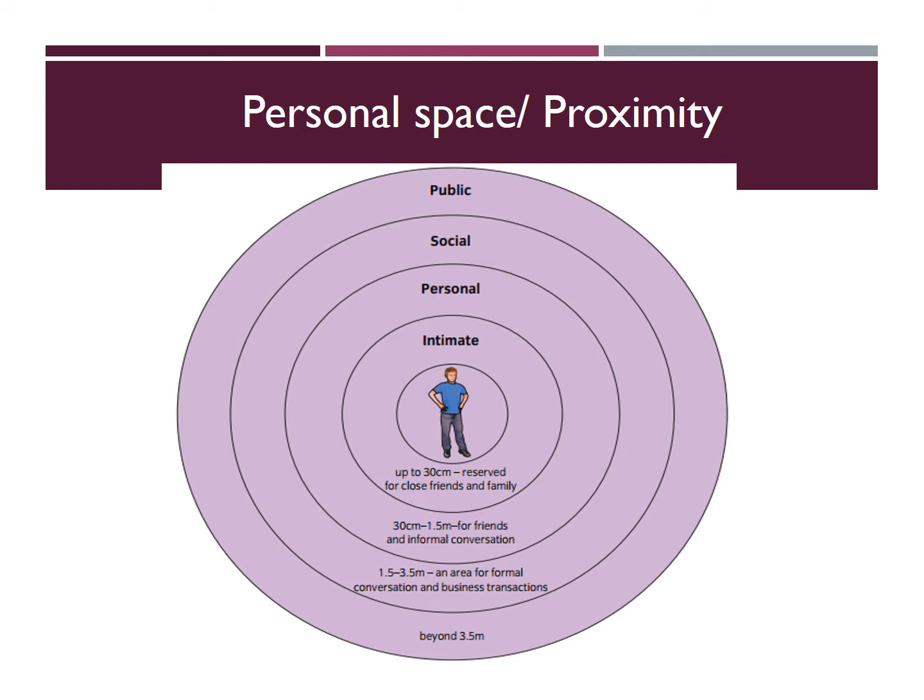The next distance away, or proximity, we've got is personal, and that's between 30 centimetres and 1.5 metres away from you. Now, that's reserved for friends and informal conversation. Our social sphere is between 1.5 metres and 3.5 metres away from us, and that's an area for formal conversation and business transactions. So that might be between teacher and student. Then we've got the very last one that is public, and that's beyond 3.5 metres. That's the people that you don't know, that you see on the street. You'd start to feel a bit more uncomfortable if they came any closer to you than 3.5 metres.